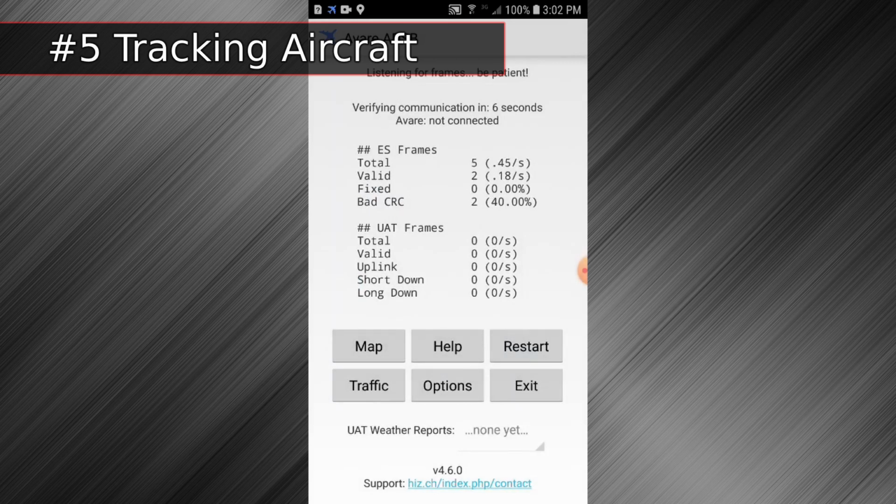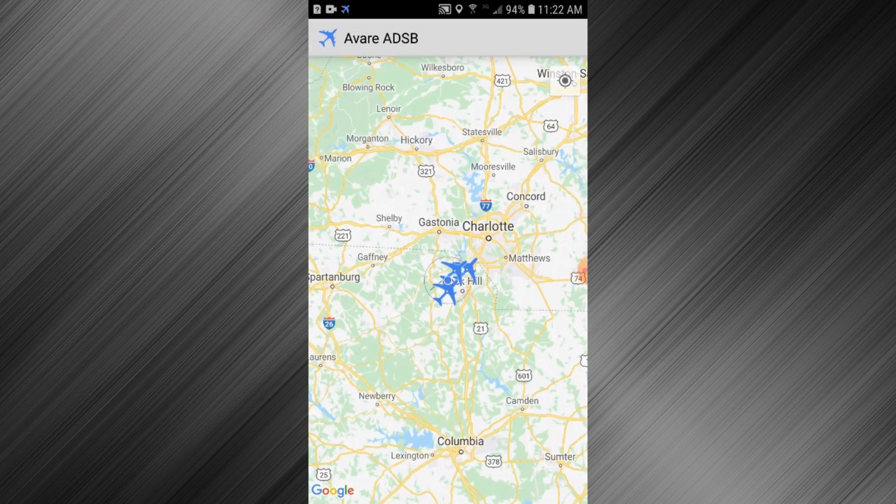Starting off our list at number 5 is tracking aircraft. Automatic Dependent Surveillance Broadcast, or ADS-B for short, is a federally mandated system that all aircraft broadcast their location, enabling them to be tracked. The system is used as a backup to radar. The information is transmitted in the clear, allowing you to receive the signal, and with an SDR and the right software, you could decode and chart the aircraft on a map.